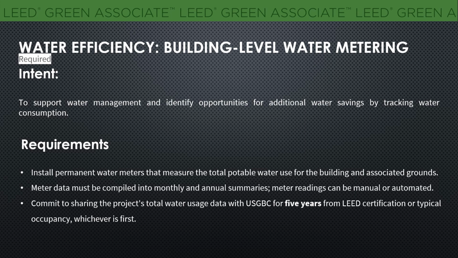The requirements for this prerequisite are: 1. Install permanent water meters that measure the total potable water used for the building and associated grounds. Number 2. Meter data must be compiled into monthly and annual summaries. Meter readings can be manual or automated. Finally, commit to sharing the project's total water usage data with USGBC for 5 years from LEED certification or typical occupancy, whichever comes first. So you have to share the water usage data with USGBC for 5 years from the LEED certification. Please note that.